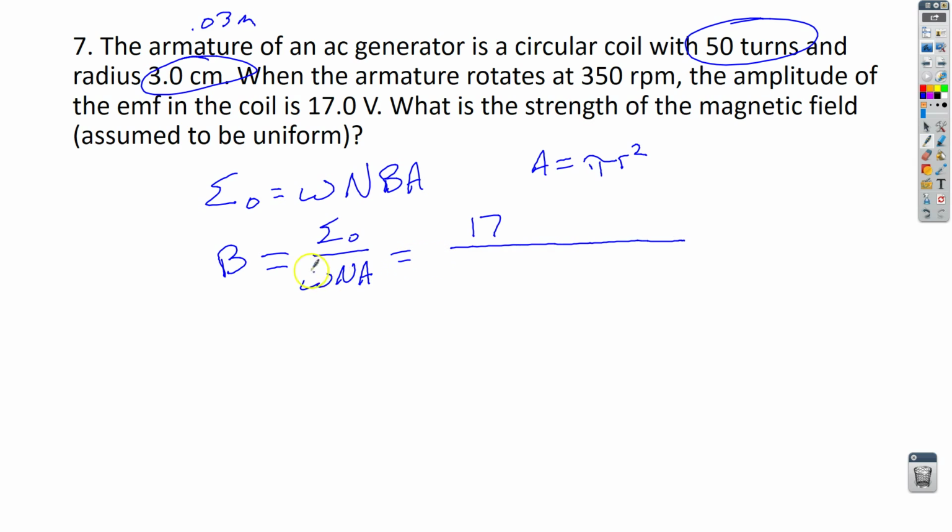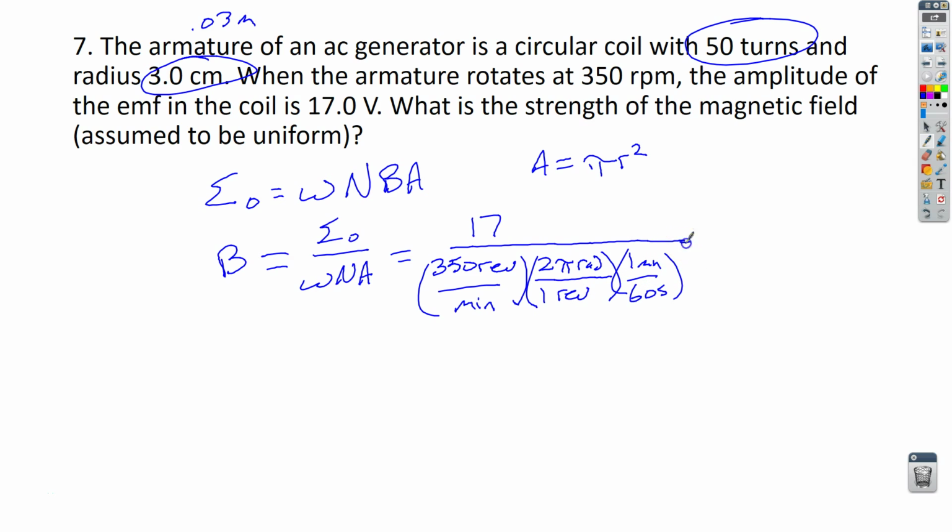Down on the bottom, we've got to convert the omega. So we're going to take this 350 revolutions per minute, and we've got to convert it to radians per second. So we know that 1 revolution is 2 pi radians. We also know that 1 minute won't work. We're going to have to get that in seconds, so that's 60 seconds.